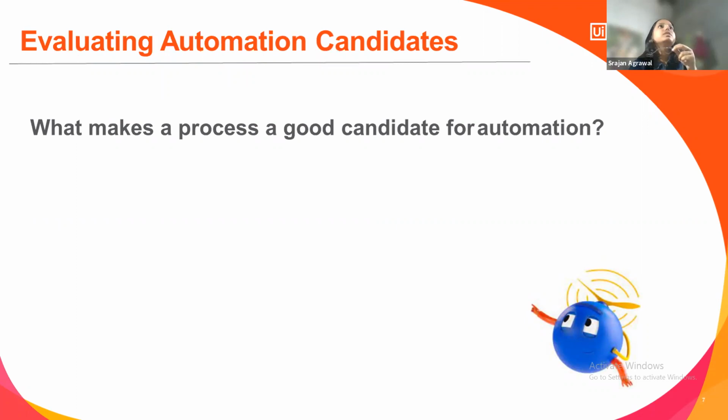So I have discussed that if you are going into industry and you are seeing so many works, which work should be automated? So there are some evaluating factors. You have a work, you are thinking to automate it. There are some evaluating factors which you should keep in mind before you start building the automation, right? So what makes a process a good candidate for automation? What are the factors which you are considering to start building the automation?